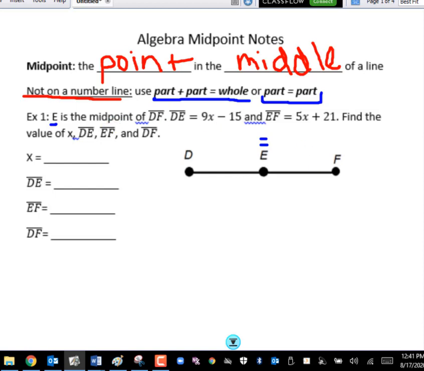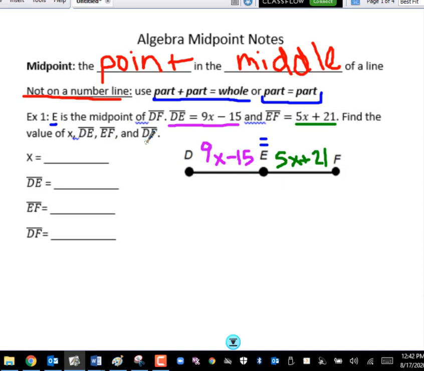Okay, keep reading. DE equals 9x minus 15. So we're going to label that on segment DE. From D to E is right here, so I'm going to put 9x minus 15 right on that section. We know that EF equals 5x plus 21. So from E to F, I'm going to put 5x plus 21. Now I'm supposed to be finding the value of x, DE, EF, and DF.